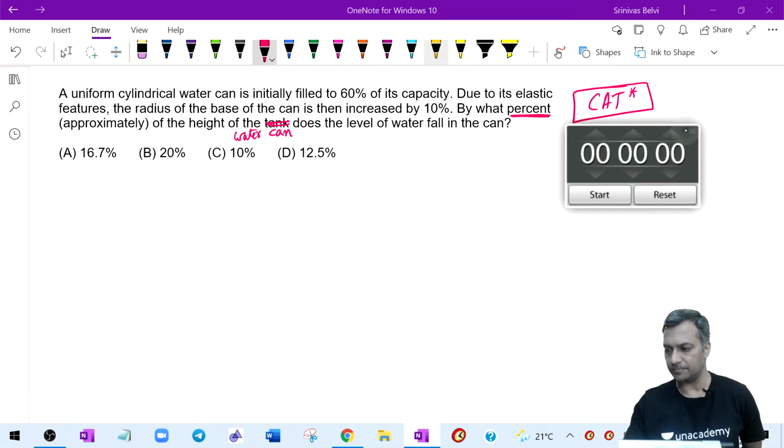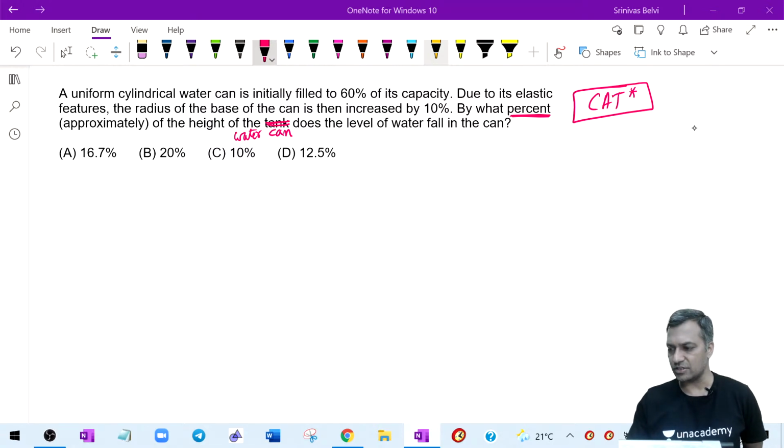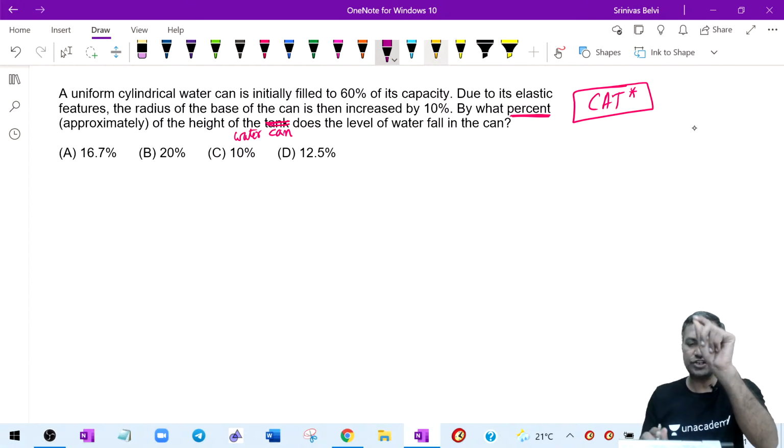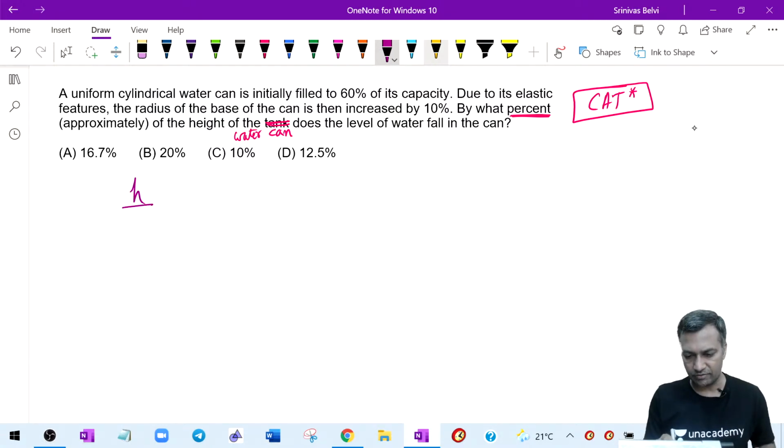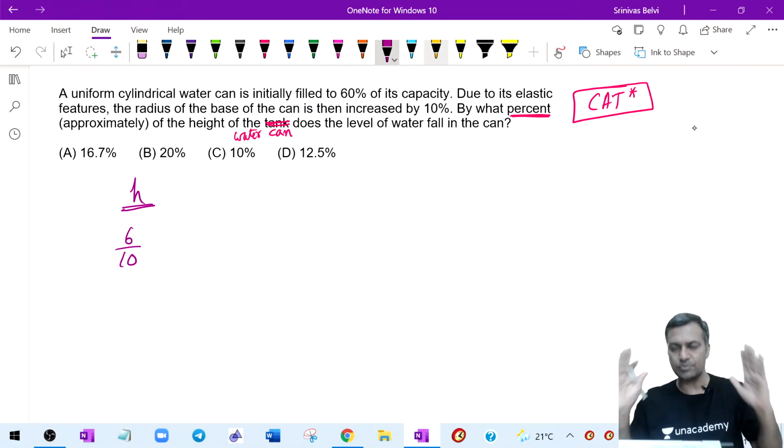Okay, this is time, guys. Listen, all of you. I gave a good 2 minutes, which is a good amount of time for this. Listen, all of you. Initially, from the height perspective, what is it? 6 out of 10. Initially, it is at this particular height, right?